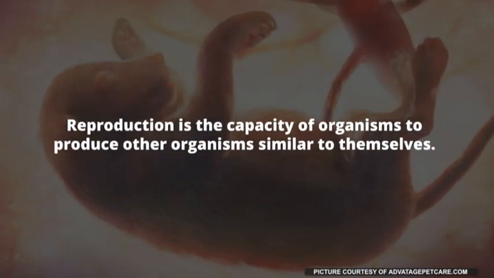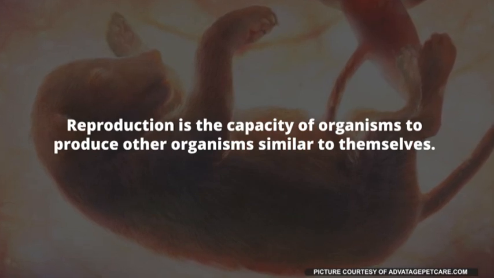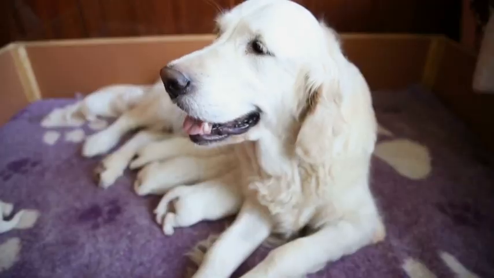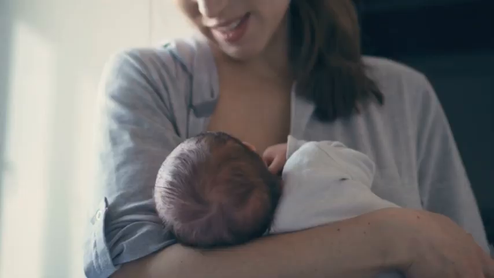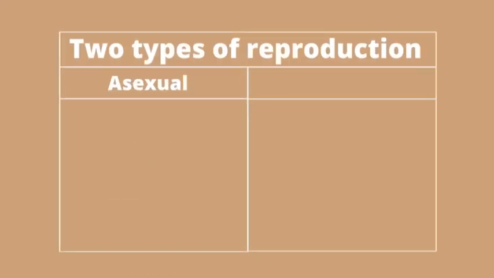Reproduction is the capacity of organisms to produce other organisms similar to themselves. Hence, cats give birth to cats. Dogs give birth to dogs. Humans give birth to humans. There are two types of reproduction: asexual reproduction and sexual reproduction.